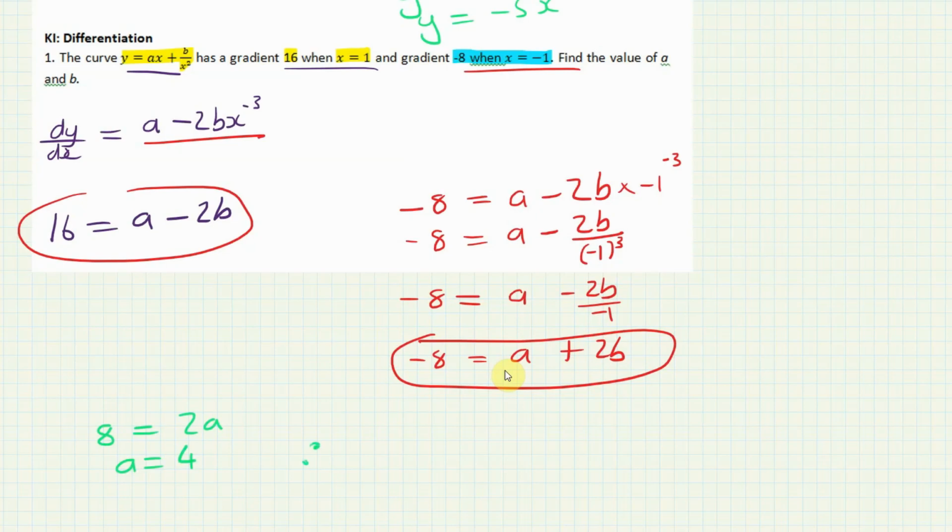Now let's find out b. Therefore let's pop the value of 4 into this one here. 16 equals 4 minus 2b. 12 equals negative 2b. And therefore b equals negative 6. And there we have it.